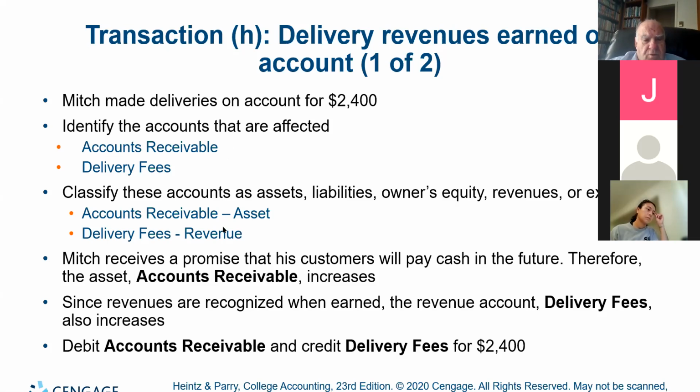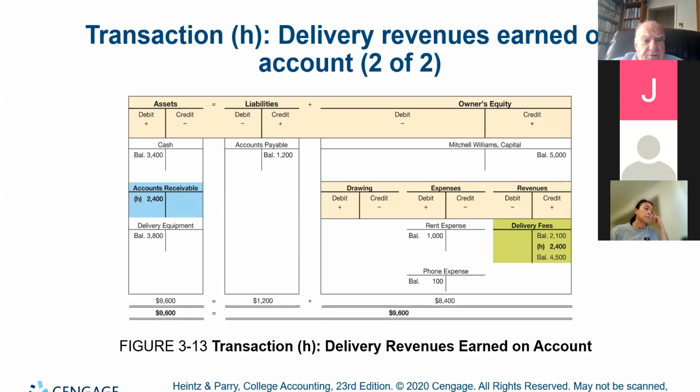So one is an asset, one is a revenue. And we are going to say to ourselves, revenues are recognized when earned. The delivery fees are going to go up, as well as the AR. We are going to debit accounts receivable to increase it, and credit sales or delivery fees to increase those. So here we go. Debit accounts receivable for $2,400. Credit your delivery fees. Hopefully these debits and credits will sink in to the point where you know them like your own name.